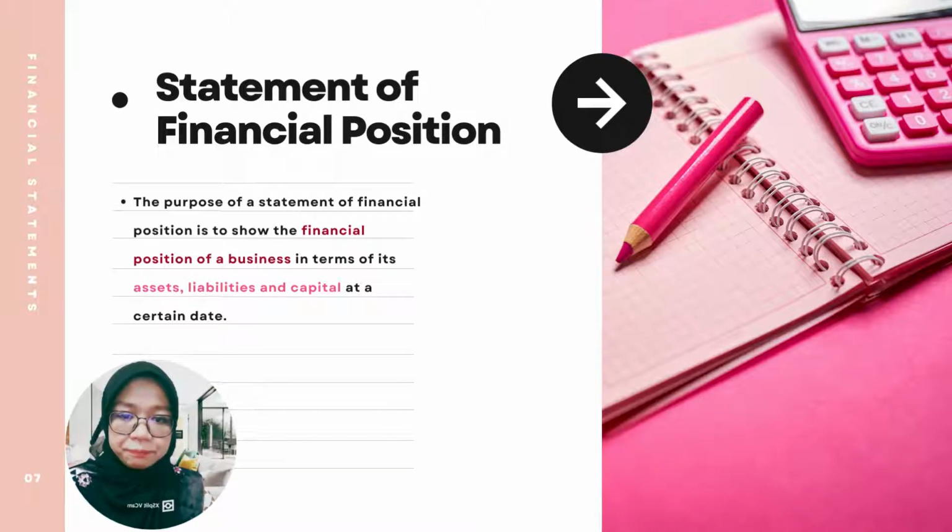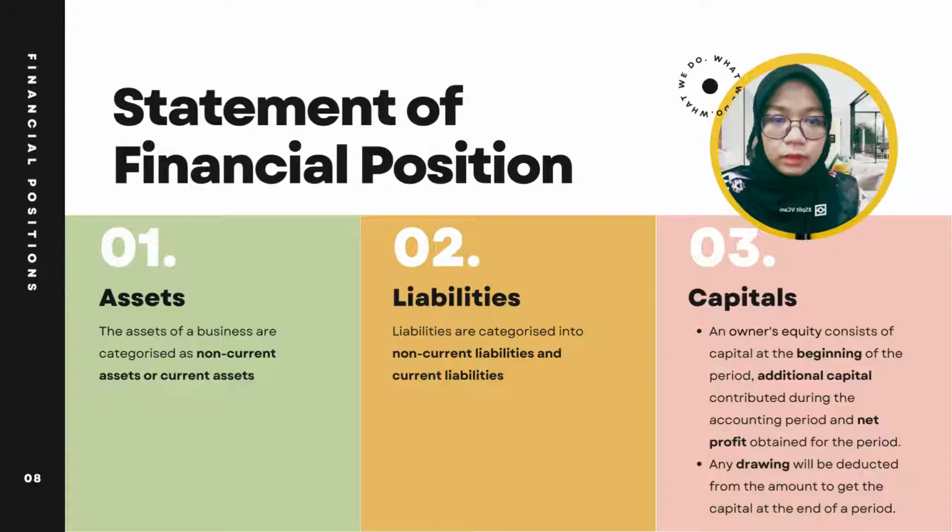After preparation of the statement of profit or loss, the second statement that you should do is the statement of financial position, and the purpose is to show the financial position of a business in terms of its assets, liabilities, and capital at a certain date, usually at the end of the year. There are three components of the statement of financial position. The first one is assets, and then liabilities and capital.